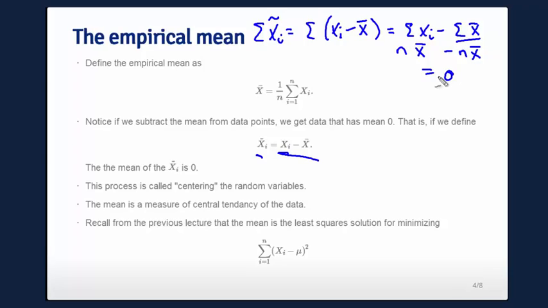The sample mean is, of course, a measure of central tendency of the data. It's an attempt to define the middle. And in the previous lecture, we said that the mean, in fact, was the least squares solution for minimizing that equation right there.